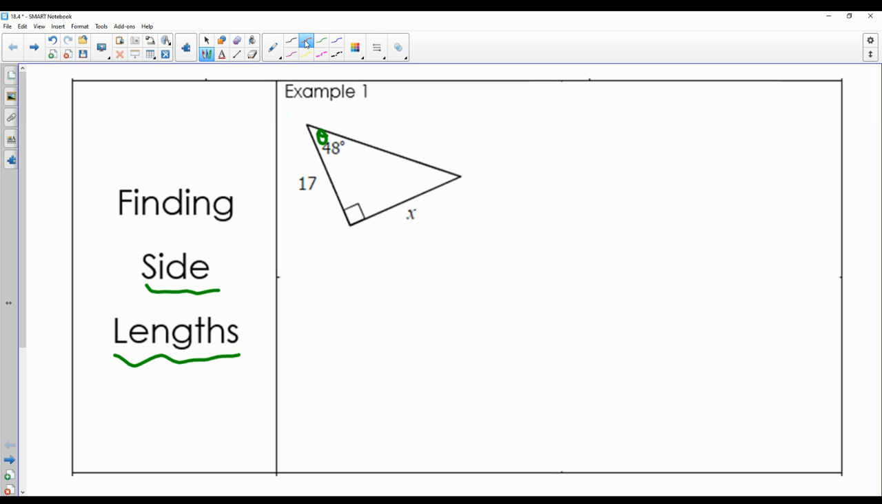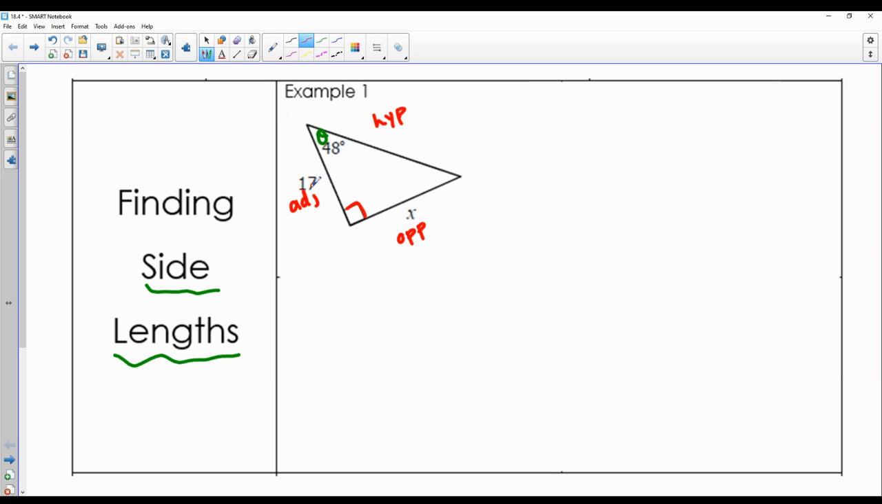Same words as yesterday's lesson. We're going to say, okay, across from my right angle, here's my right angle. Across from that, we're going to call this our hypotenuse. Across from my theta, we'll write opposite, and that leaves the 17 to be the adjacent side.